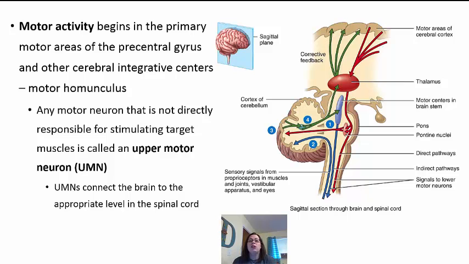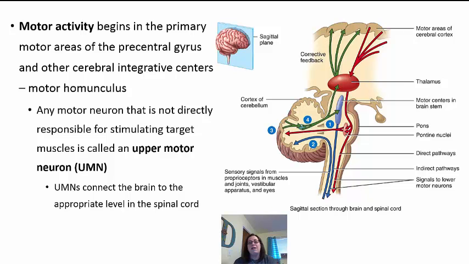Okay, so when we look at the motor homunculus, which we'll talk about, if you recall, it was kind of the same way: certain areas are going to have more receptors or more signals being sent to those muscles versus others, based on what kind of movement needs to take place. But when we look at movement, guys, there are going to be two main neurons. In sensory, we saw first order, second order, third order. That's sensory. In motor, we're going to see upper and lower.